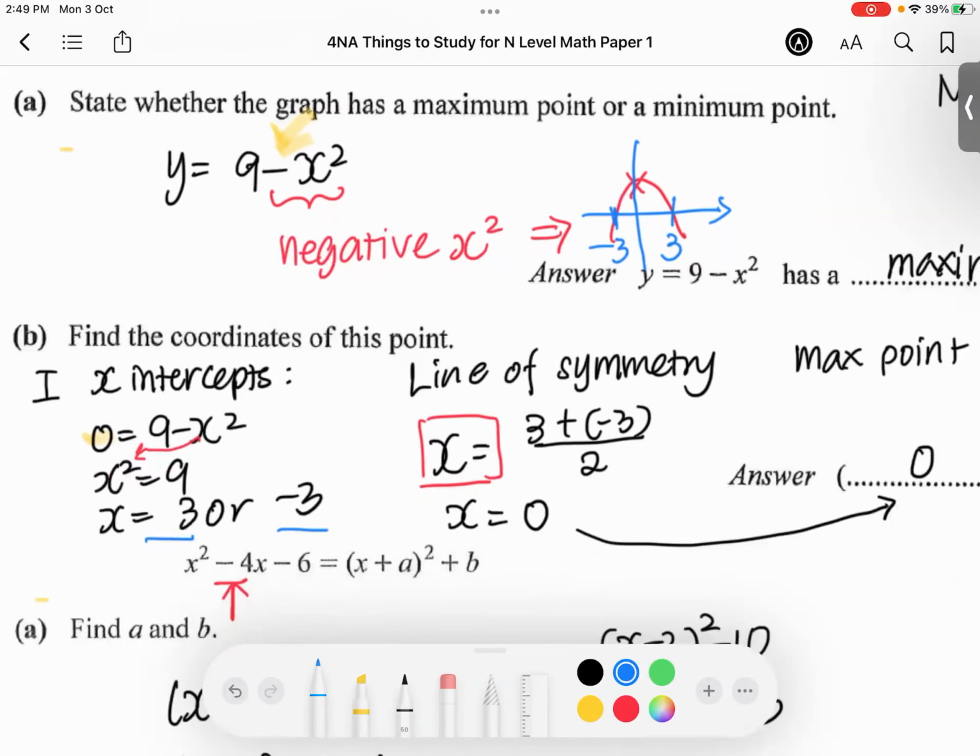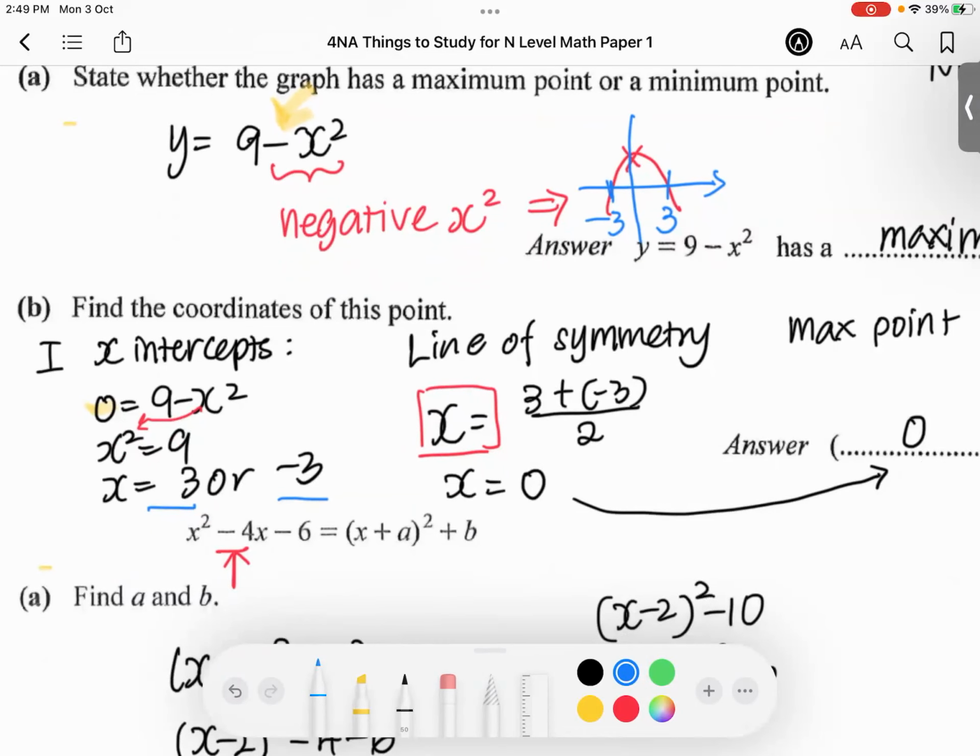Now, word of caution, line of symmetry is a vertical straight line. It cuts the x-axis. Of course, the equation must be x equals to something. So remember to put x equals to 0. Okay. So we know that x equals 0.